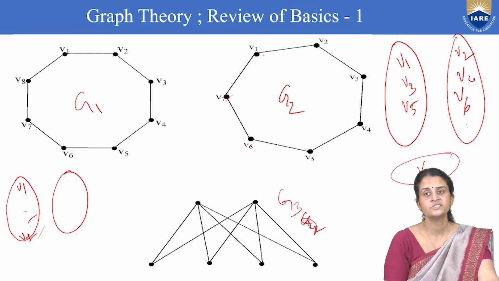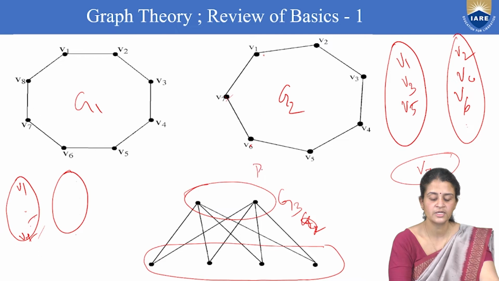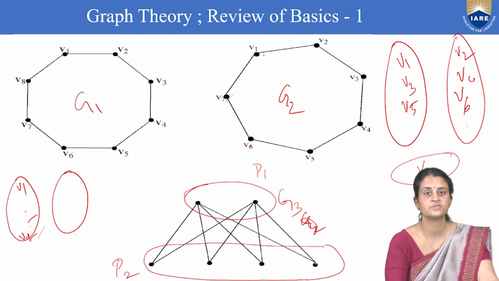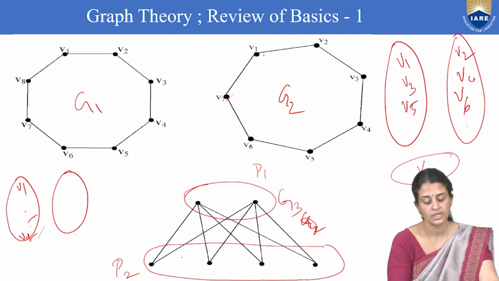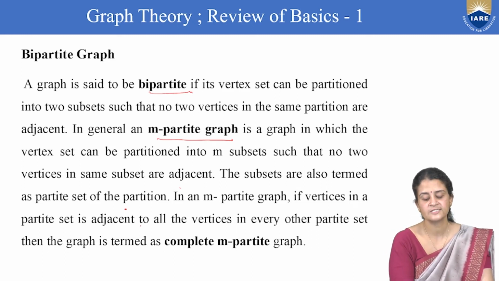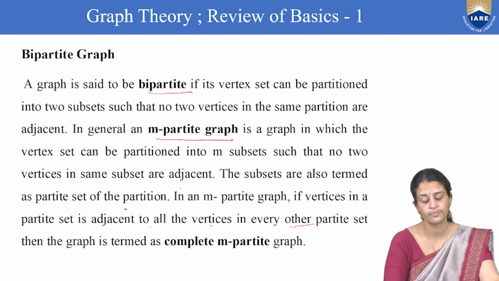Okay, what is this? Here we have two partitions, first partition and second partition. The vertices in first partition P1 is adjacent to each and every vertex of the P2, right? This vertex is adjacent to four other vertices of this P2, and this also same. From P2 also it is happening the same. Then according to our definition, if vertices in a partite set is adjacent to all the vertices in other partite set, the graph is termed as complete bipartite graph. Here it is complete bipartite graph.